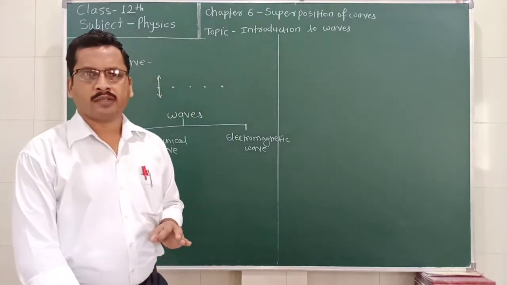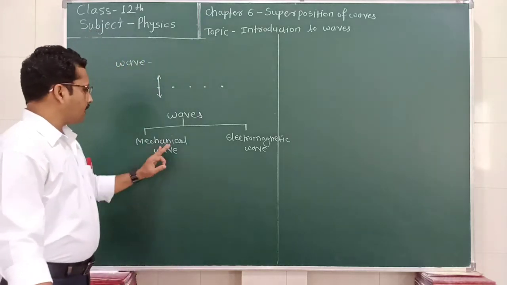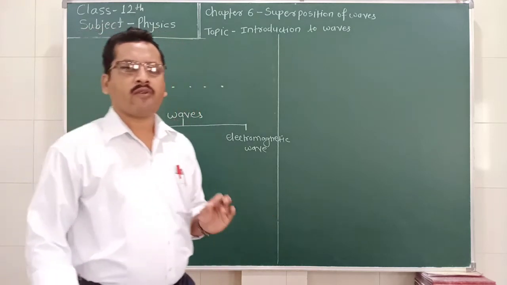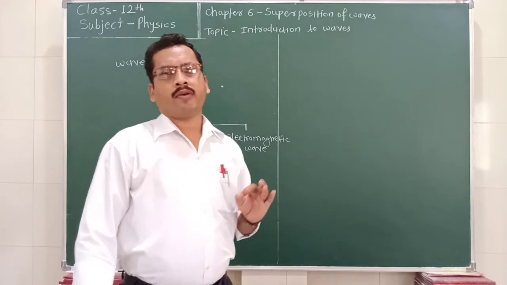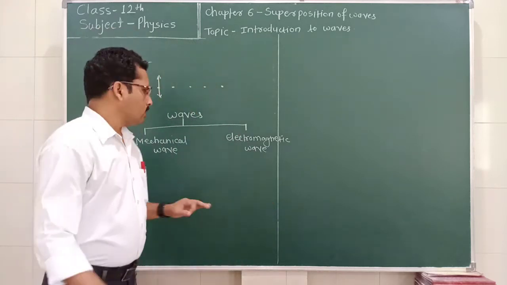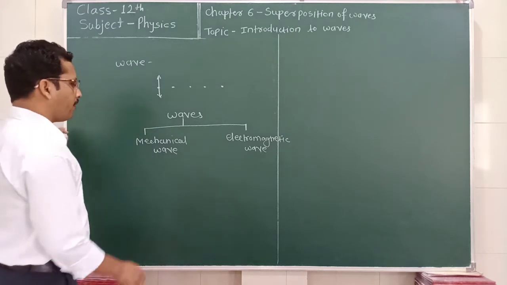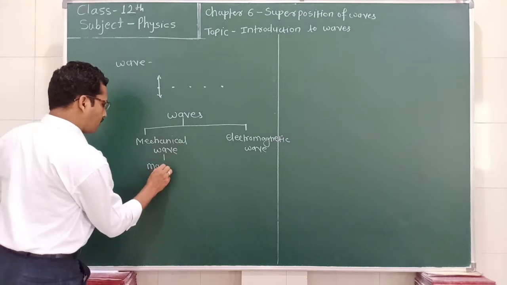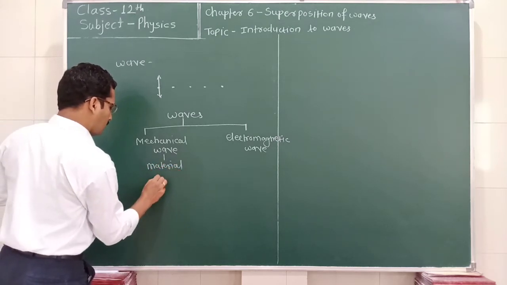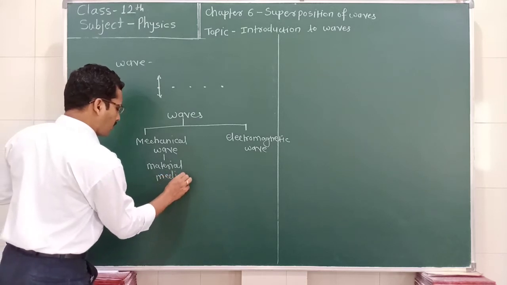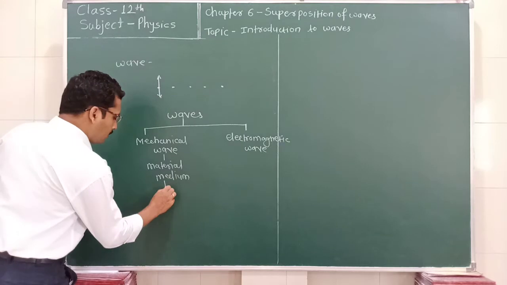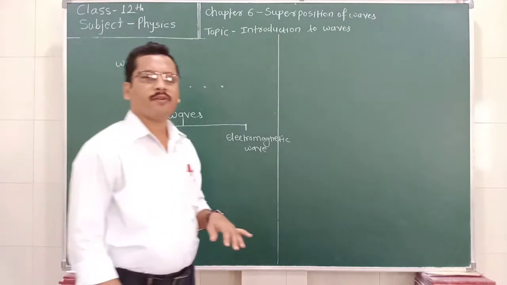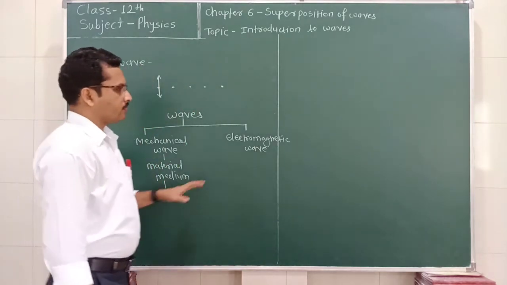For example, which wave can we see that is a mechanical wave? Sound wave is a mechanical wave, because sound requires some medium to travel from one part to another. So what is the main property of a mechanical wave? A mechanical wave needs a material medium. And the example of this is the sound wave, which needs a material medium.